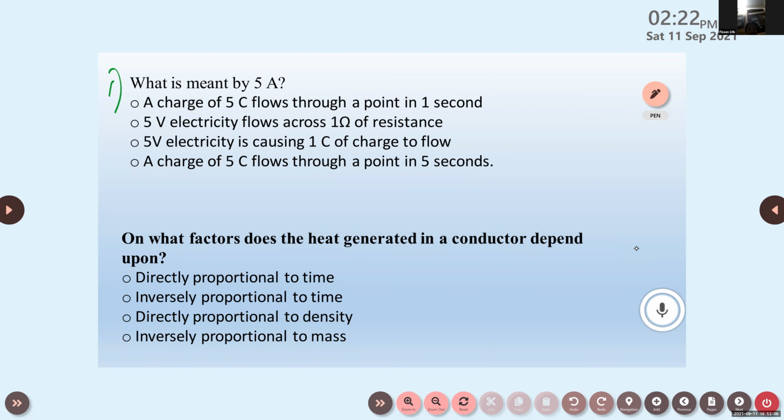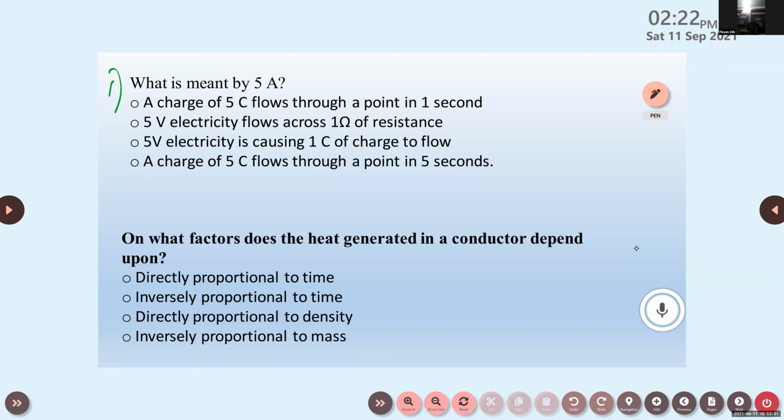I can ask doubt. Yes. What is inversely means? Inversely proportional. We have directly proportional and inversely proportional. Directly proportional means if one quantity increases, the other quantity also automatically increases. Inversely proportional means if one quantity increases, the other quantity decreases.